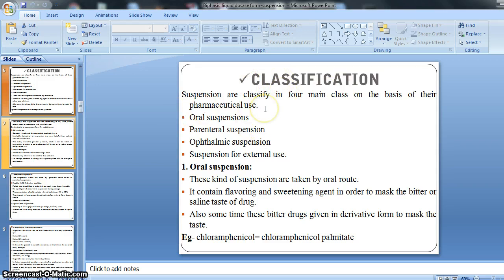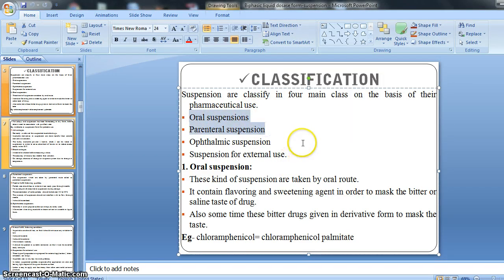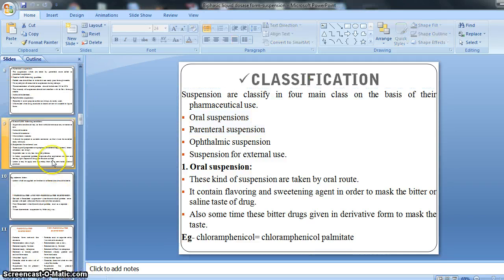Suspensions are basically classified into four types on the basis of their pharmaceutical use, right? Likewise, oral suspension, parenteral suspension, ophthalmic suspension, and suspension for external use, right? So, in our previous lecture, we have done these two kinds of suspension, that is oral and parenteral. So, let's begin with the remaining portion.